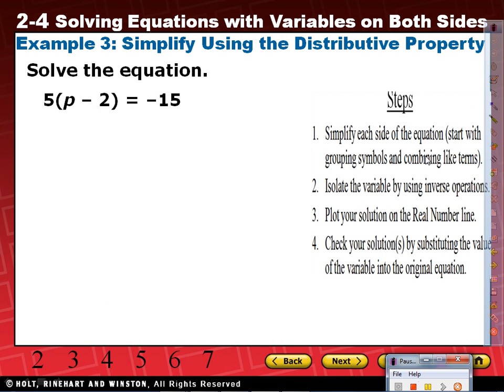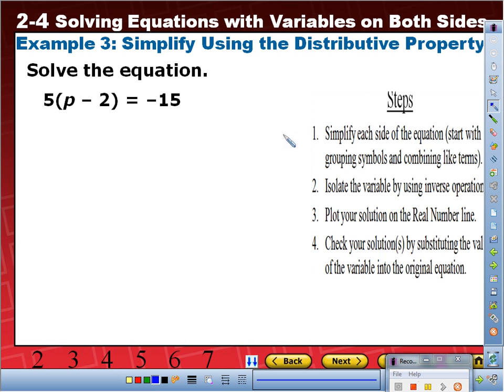All right, let's do this one together. Step 1, simplify each side of the equation. Start with grouping symbols. So let's see, is there a grouping symbol? Yes. Let's see inside of the grouping symbol. Can we simplify inside? No. However, what do we have right outside? A 5. That means we can distribute the 5 to each term.